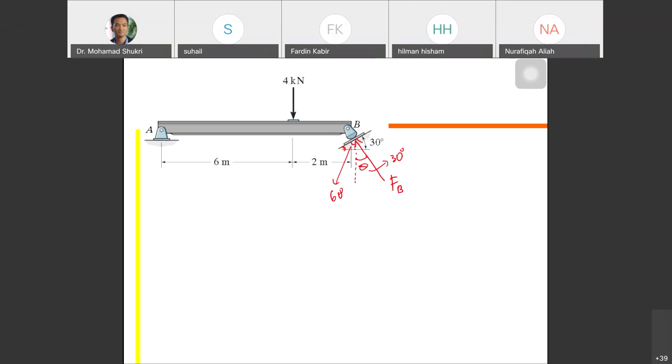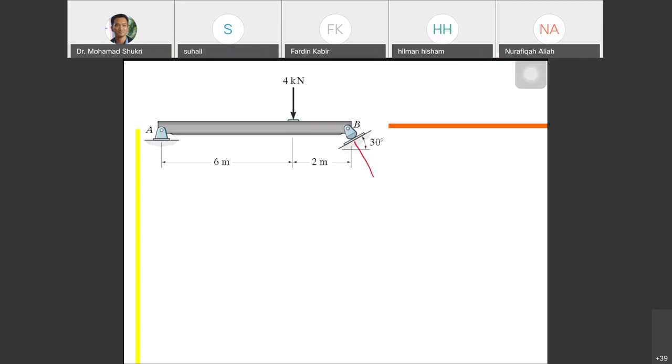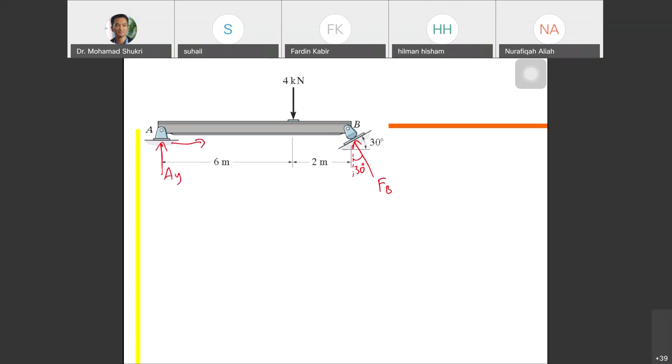So here is FB. Here is your 30 degree, right? So you have AY, and you have AX. Okay, so this is your FBD, free body diagram. So step two, equation of motion, equation of equilibrium.